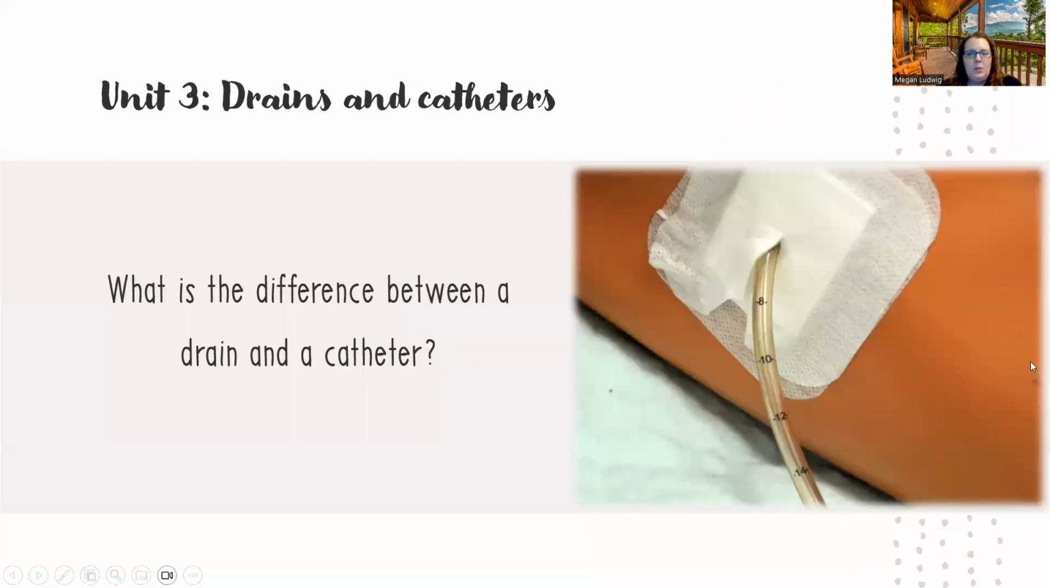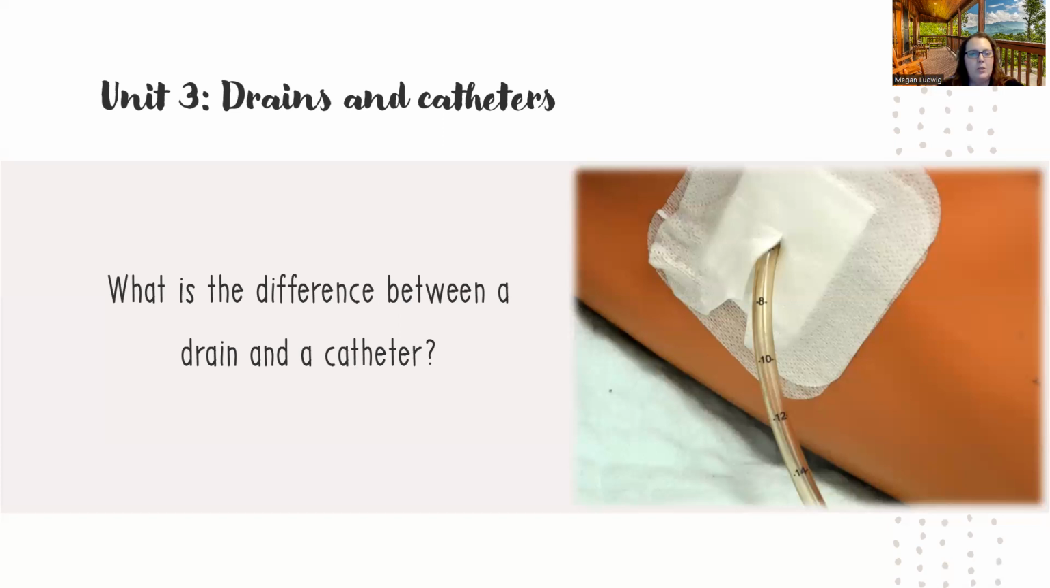All right, so let's get started with our drains and catheters. What's really the difference between a drain and a catheter? Sometimes I think those terms are used interchangeably. And sometimes we just call certain tubes a drain, and sometimes they're called a catheter. So as a student, that can be a little confusing. I understand that. But typically a catheter is going to be used in most cases to drain things like urine or blood from within a vessel, perhaps.